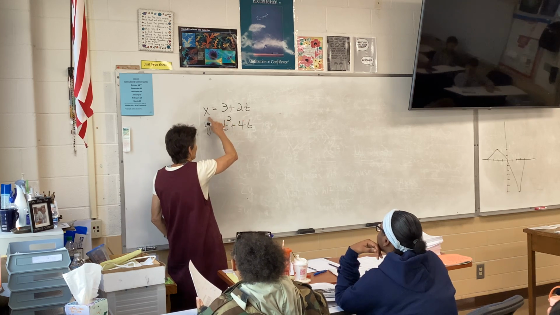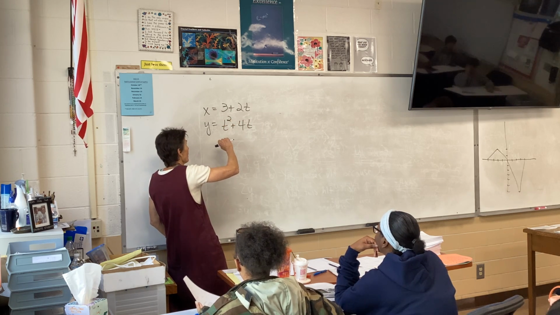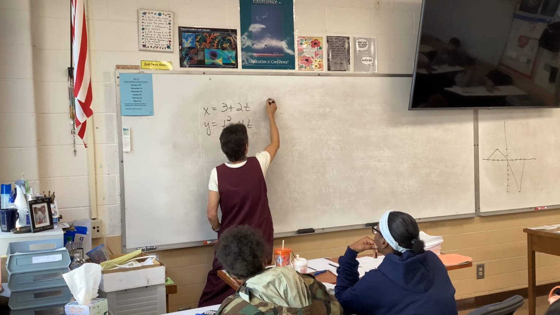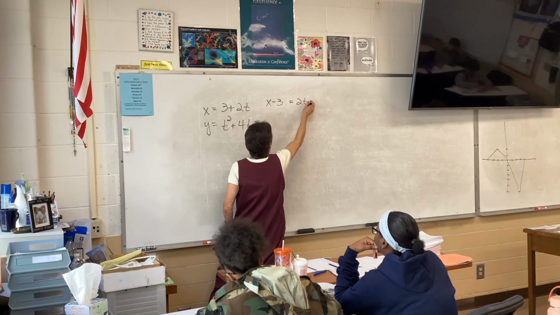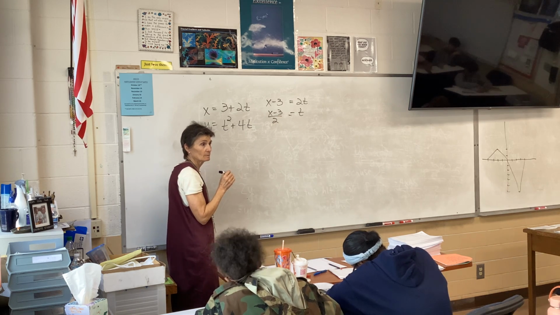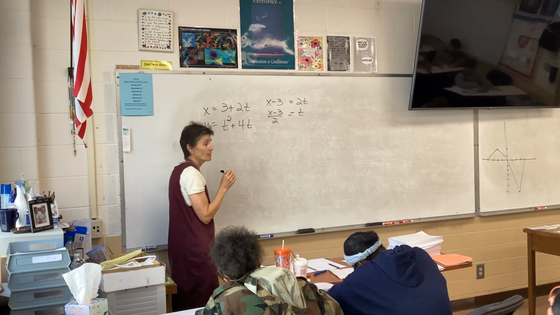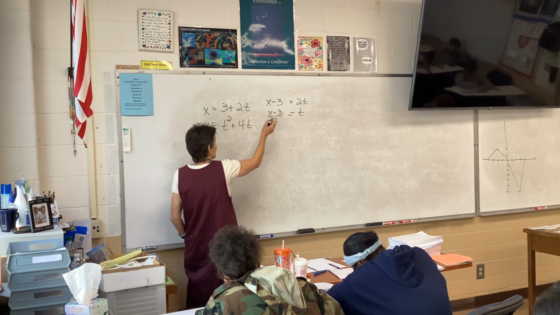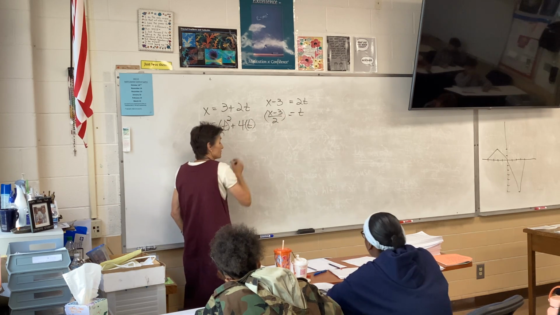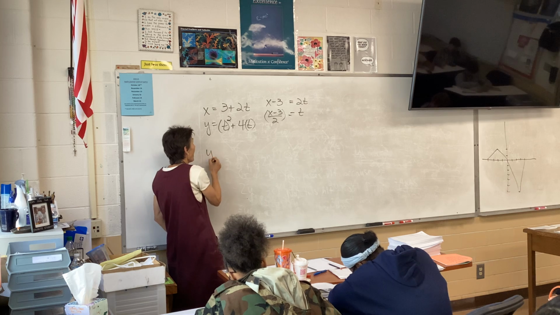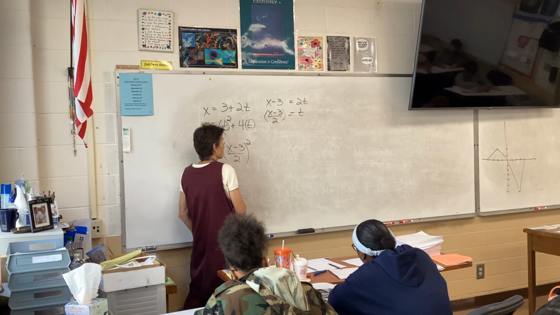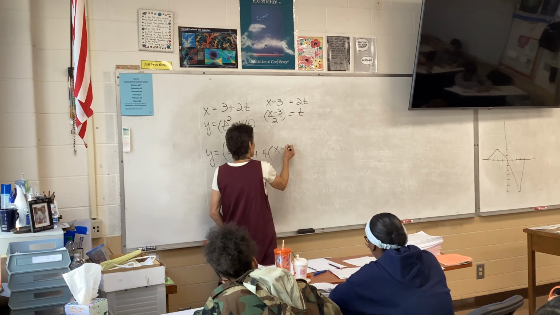Let's solve for t up here. We can't really eliminate in this problem because we got that crazy squared in there. But what if we took that top equation and subtracted 3 and divided it by 2? Then we can take that and plug it in right here. So y equals (x minus 3 over 2) squared plus 4 times (x minus 3 over 2).